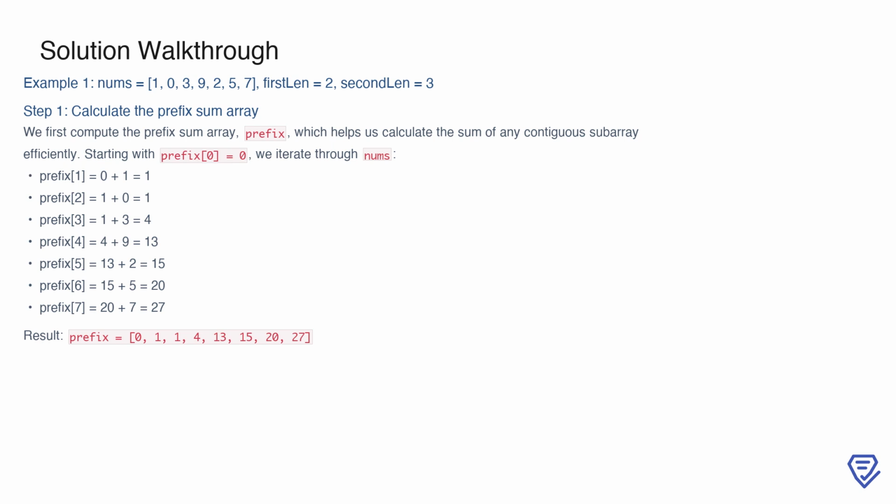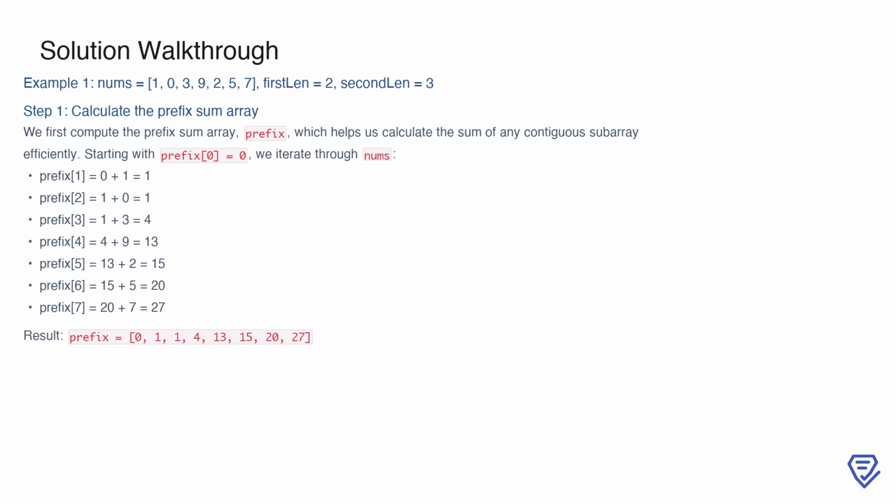For example, with nums equals 1, 0, 3, 9, 2, 5, 7, we start by setting prefix 0 to 0. Then, for each index, we add the corresponding value from nums to the sum so far. Prefix 1 becomes 1, prefix 2 remains 1, prefix 3 is 4, and so on. By the end of this step, the prefix sum array is 0, 1, 1, 4, 13, 15, 20, 27. This array will be crucial as it enables us to calculate subarray sums in constant time by subtracting two appropriate prefix values.